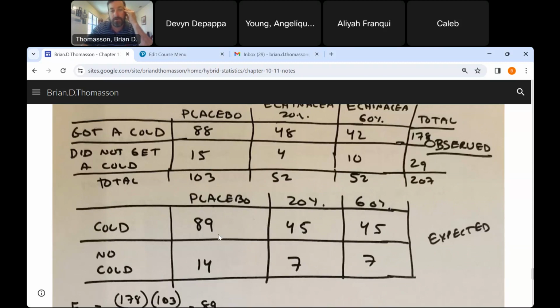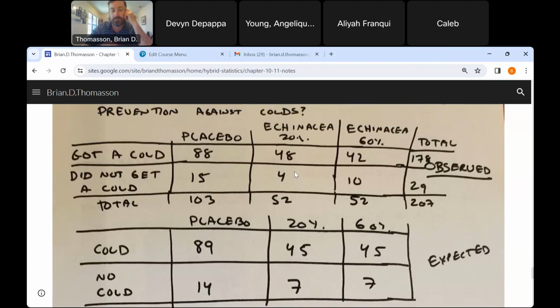Well, we're expecting 89, we got 88. We're expecting 14, we got 15. We're expecting 45, we got 48. I mean, these are very, very close. It doesn't look like echinacea works. Now we'll get to the details of that in a second.